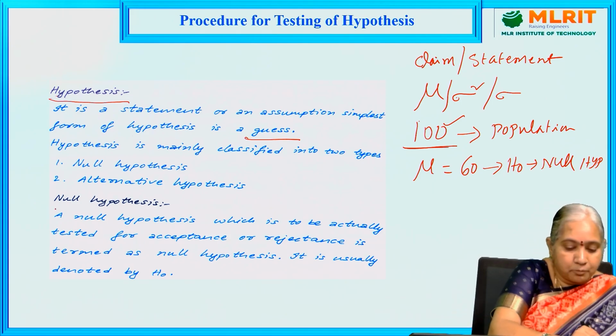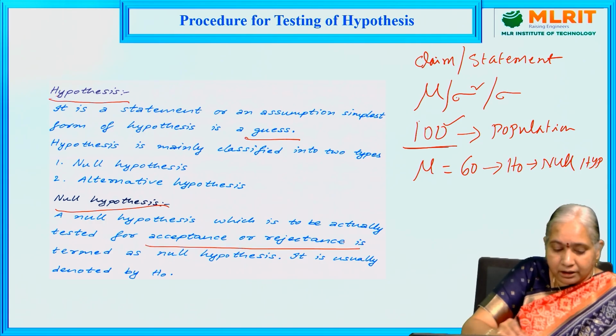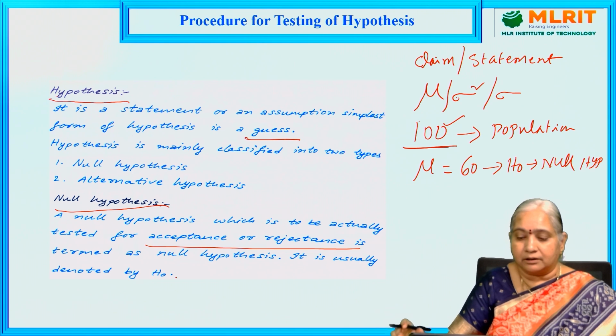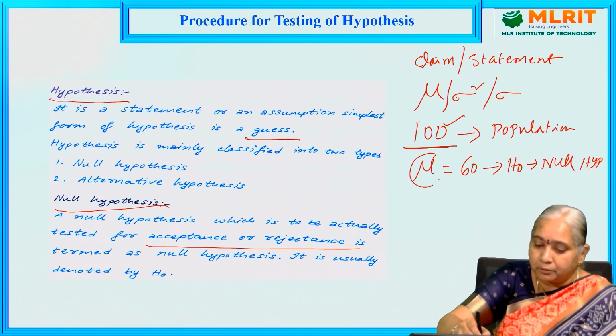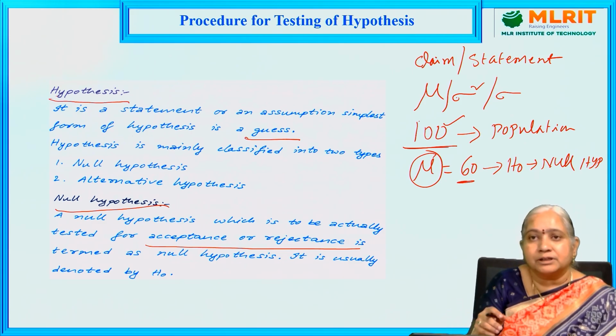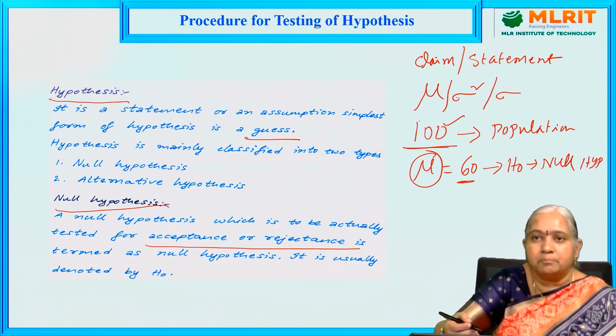So here, the null hypothesis is the acceptance or rejection of a null hypothesis, and it is usually denoted by H0. Here my claim or statement about the population parameter, mu equal to 60, is my claim. Now I want to test whether to accept or reject the claim. Then we take a sample from this population. Then we give the conclusion about the acceptance or rejection of the null hypothesis.